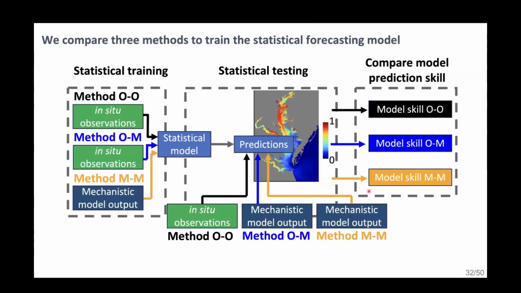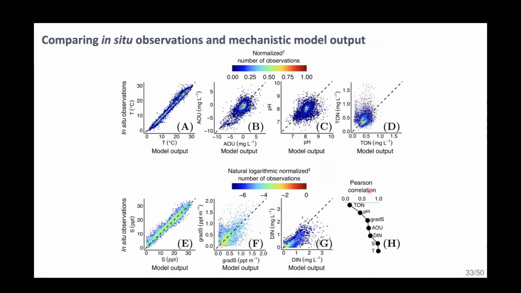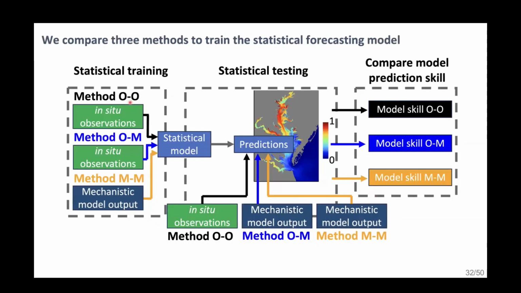Okay, so we have training information, we have the model type, general linear model, and we know how to select the optimal predictors to train our model. So now we can go back to our first research question: should we train a statistical model using in situ observations, or should we train it using mechanistic model output? The main difference between the three methods is in situ observations compared to mechanistic model output provided by CBEFs.